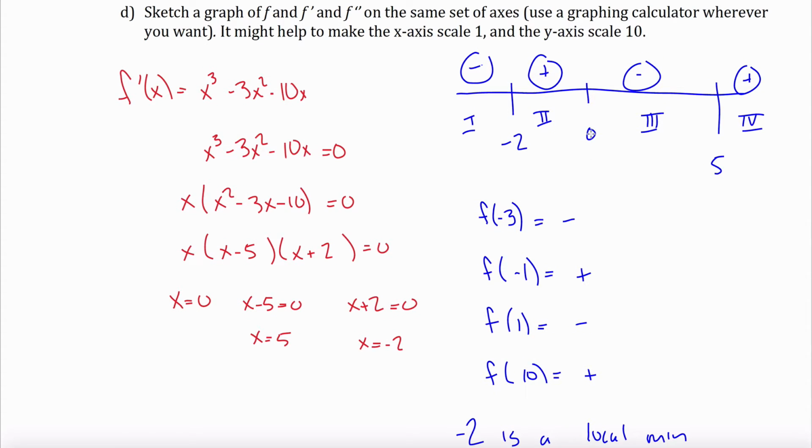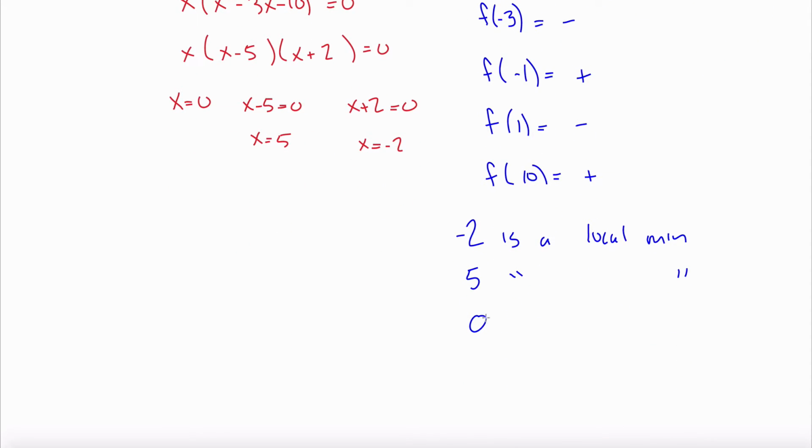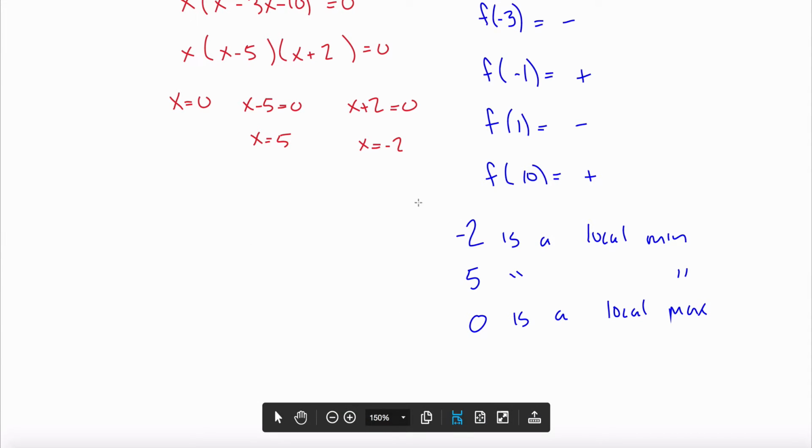However, at 0, my first derivative switched from positive to negative. So my graph was going up, it hit 0, then it starts going back down. Sounds like a local max to me. So 0 is a local max. I've classified all my critical values, so in a sense we're done.